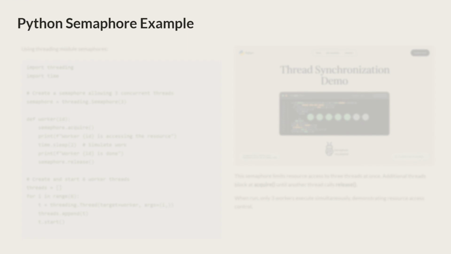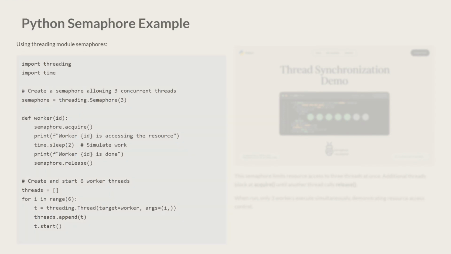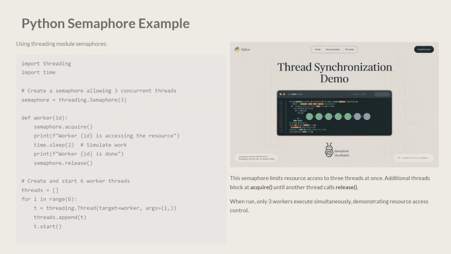So we are looking at a semaphore example where we have this block of code that you can try out in your VS Code and let us know how it went. The semaphore, which is this very one, limits resource access to 3 threads at once, and additional threads block at acquire until another thread calls release. When run, only 3 workers execute simultaneously, demonstrating resource access control.